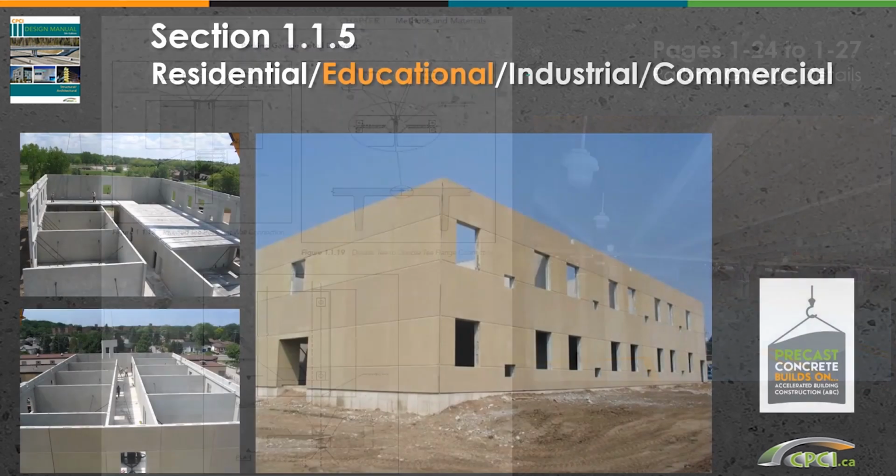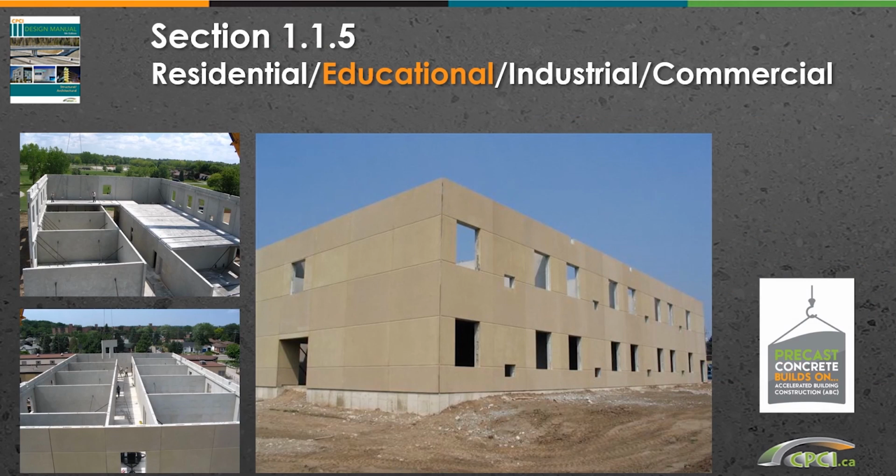Section 1.1.5 also provides examples of residential, commercial, educational, and institutional applications for total precast structures. Shown here is the Agnes Hodge Elementary School in Brantford, Ontario. Double wythe insulated wall panels, solid interior wall panels, and hollow core floor and roof slabs were used to construct the school. These projects are great examples of accelerated building construction. For this school, complete installation of all 180 precast components took only 3 weeks to complete.